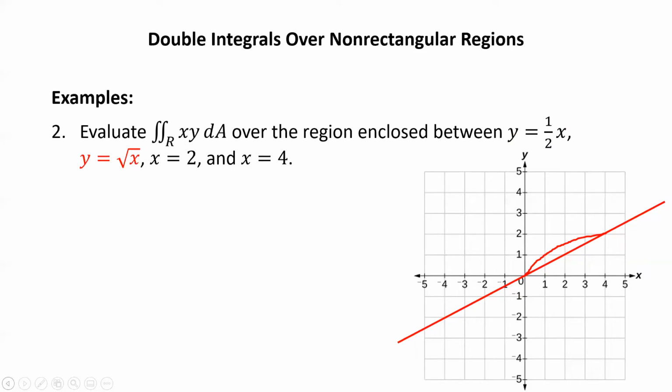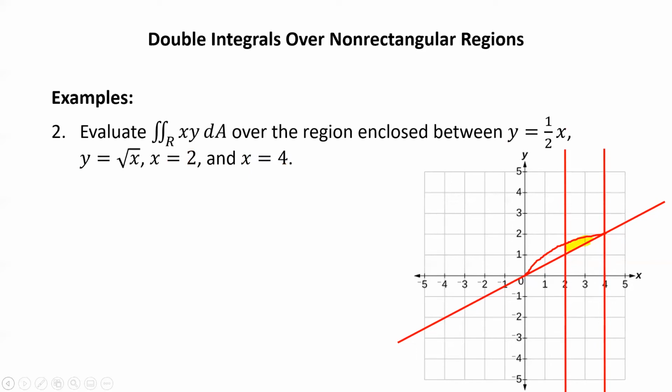I just drew the part of y equals root x until it hits the line. Notice that the point (0, 0) is on both y equals 1/2 x and y equals root x. And the point (4, 2) is on both of those curves because 1/2 of 4 is 2 and the square root of 4 is 2. X equals 2 is this vertical line and x equals 4 is this vertical line. So the region we're interested in is this yellow region here.